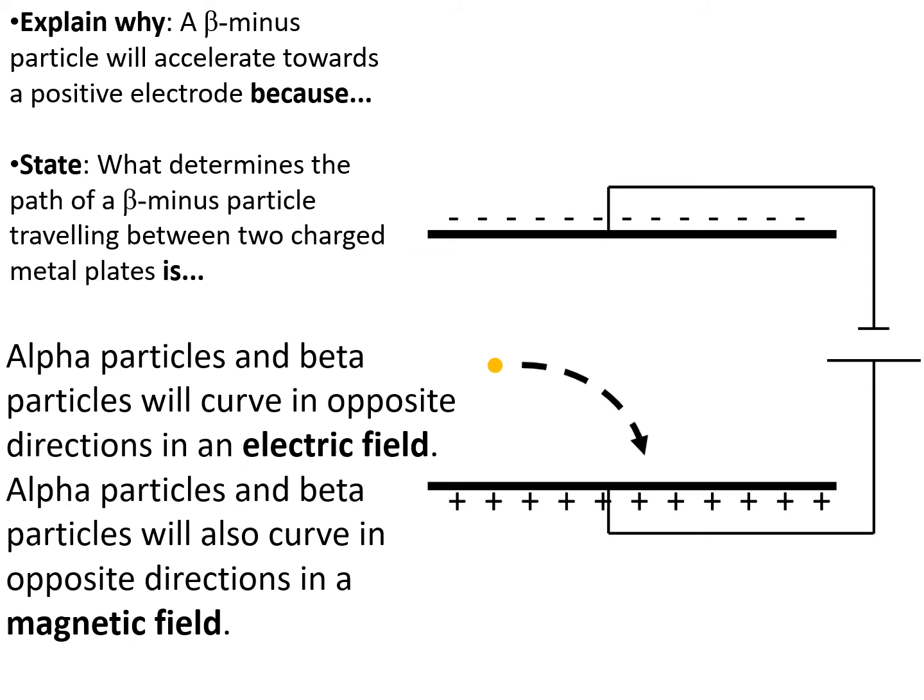Alpha particles and beta particles will also curve in opposite directions in a magnetic field. This is something expected of you to know for your examinations. The fact that alpha and beta curve in opposite directions in either an electric field or a magnetic field.